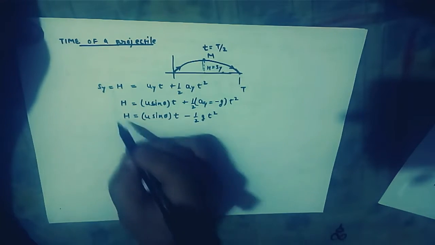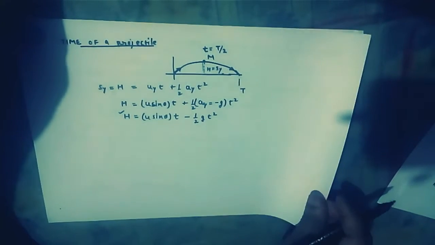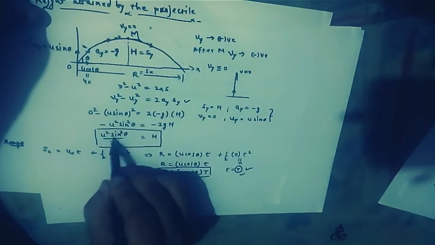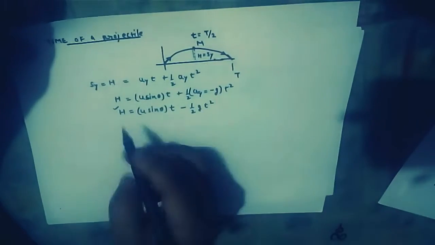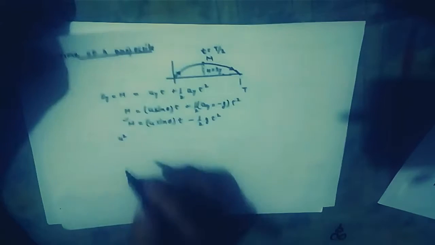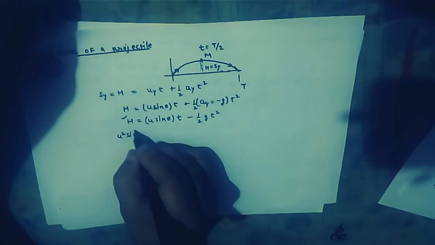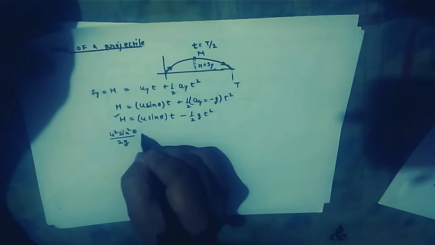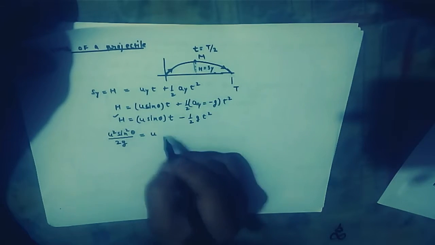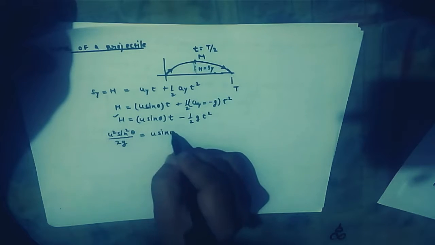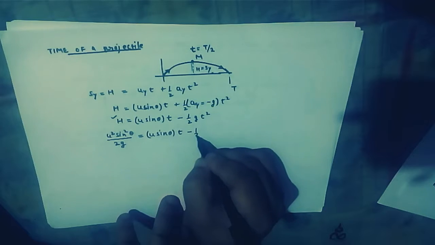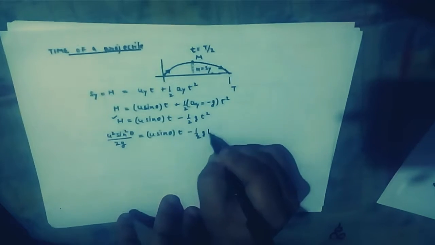But what is the value of H here? That we have already found. The value of H here is u square sin square theta upon 2g. So you will put here this thing: u square sin square theta upon 2g is equal to u sin theta into t minus half g into t square.